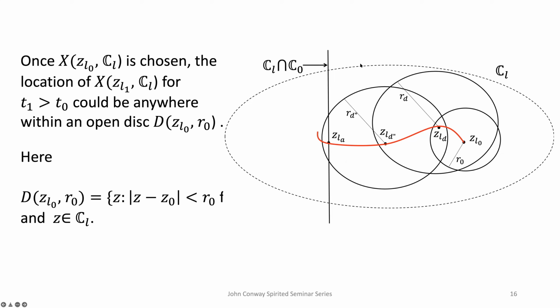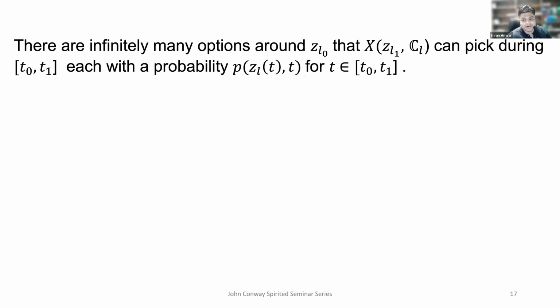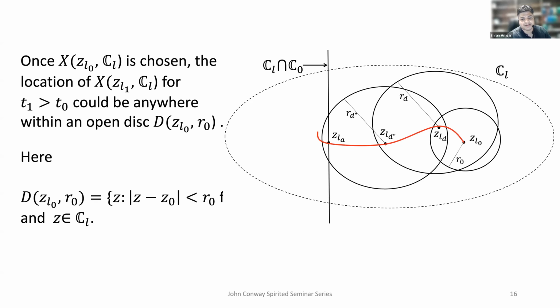Now CL intersection C0 means the intersection where this disk might touch. This is the intersection of all the planes, which intersects with all other planes. And how about the trajectory of the red line, where the points are randomly chosen?